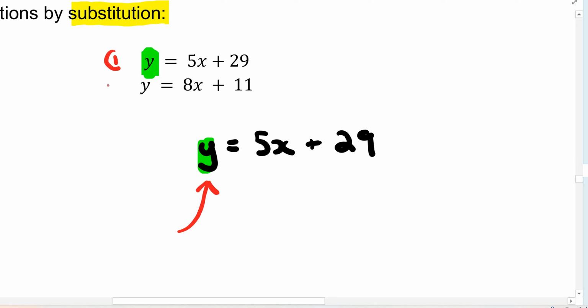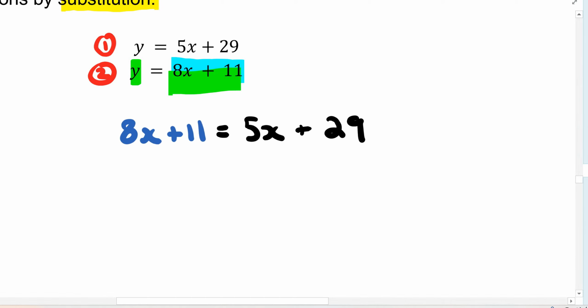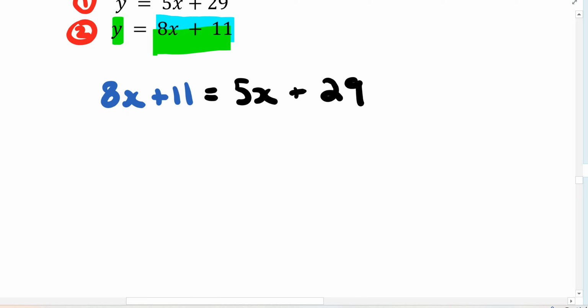So this is equation 1 and this is equation 2. If you look at equation number 2, this y is equal to that, right? And that y is equal to 8x plus 11. So what we can do here is erase this green y and replace it with this y, which is equal to that. So I can put an 8x plus 11 on the left-hand side. We're taking equation 2 and plugging it into equation number 1. Okay, let's do this step by step.